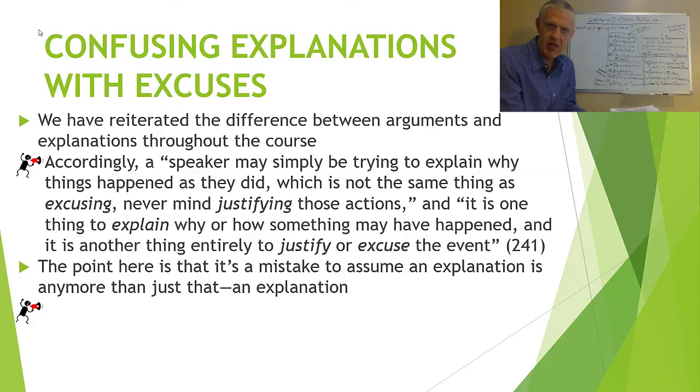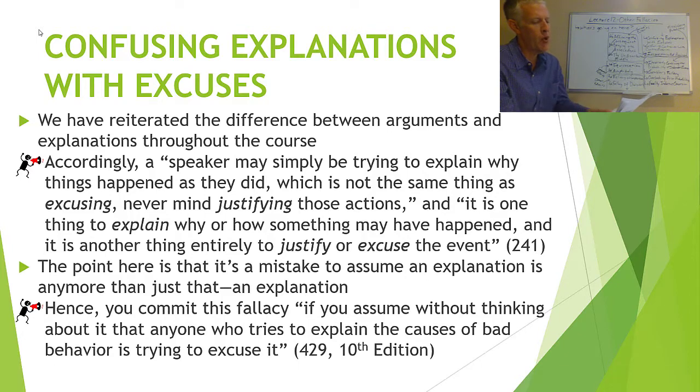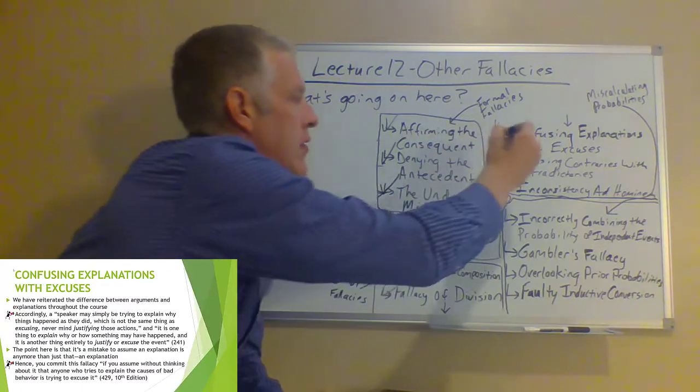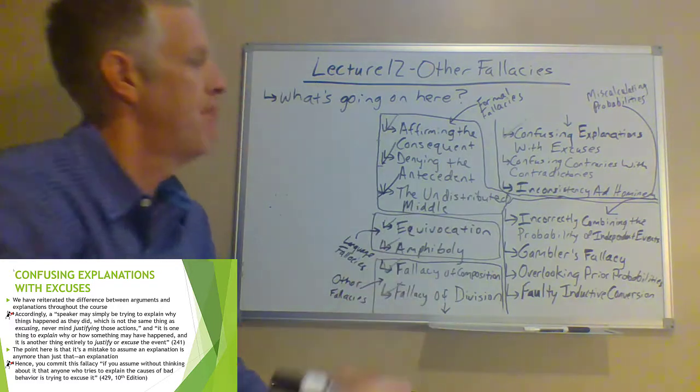They reiterate the same point on page 429 of the 10th edition: you commit this fallacy, quote, if you assume without thinking about it that anyone who tries to explain the causes of bad behavior is trying to excuse it, end quote. So that is confusing explanations with excuses.